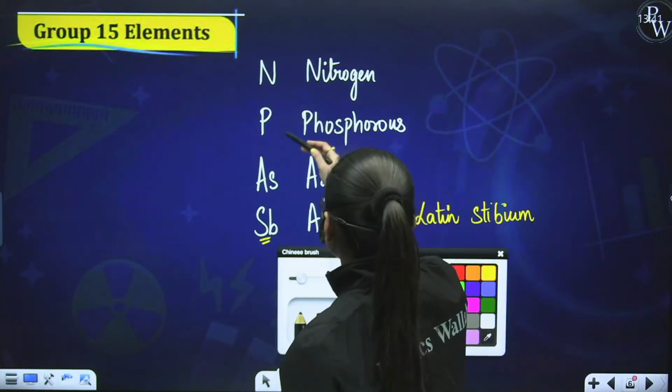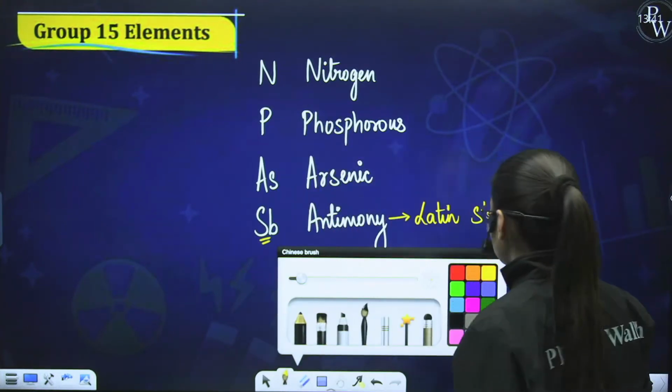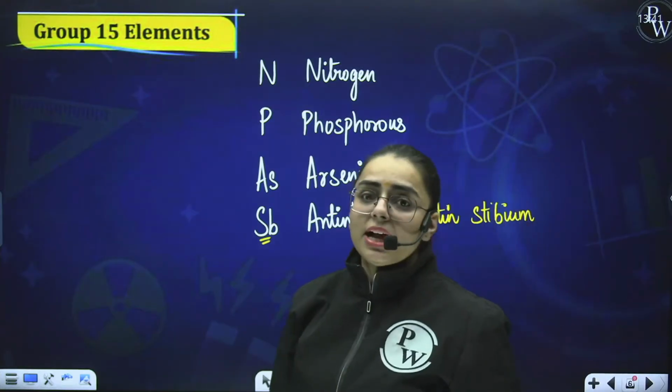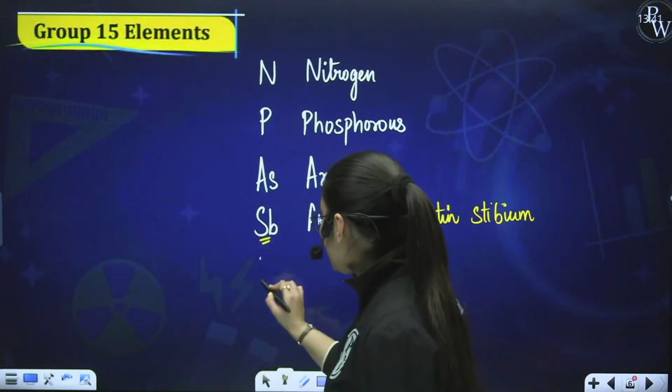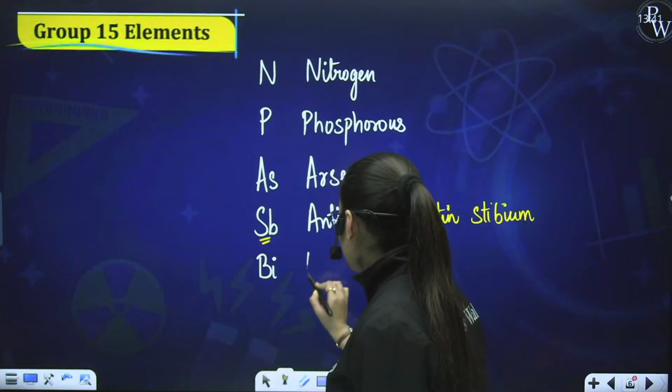Now, it is nitrogen, phosphorus, arsenic, antimony. Now comes your next one, that is bismuth. Bismuth is represented by Bi.